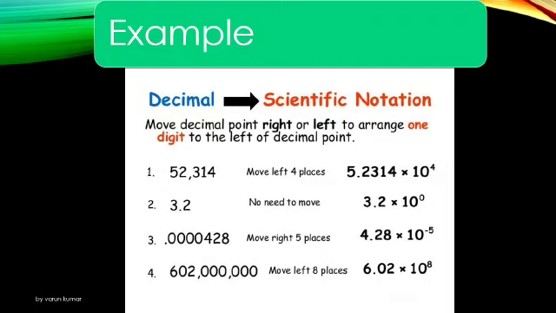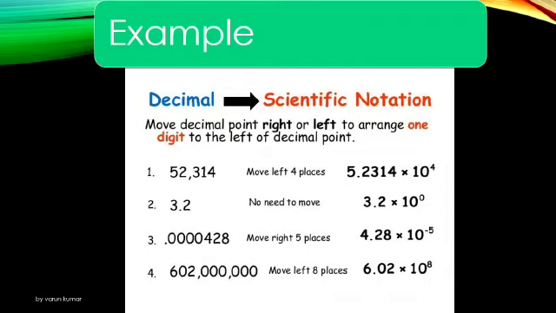See the next example, 3.2. We already see here that 3.2 lies between how much? 1 and 10. 3.2 lies between 1 and 10. So we don't have to do anything. We just multiply it by 10 to the power 0, which is already 1. Now changing the smaller digit.